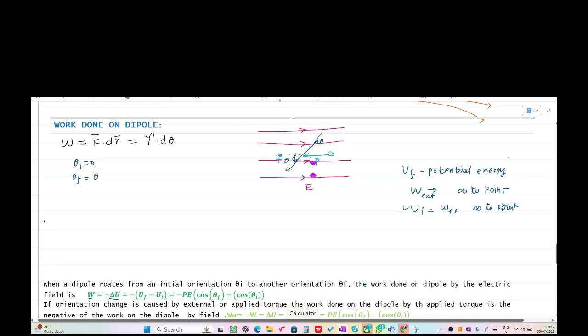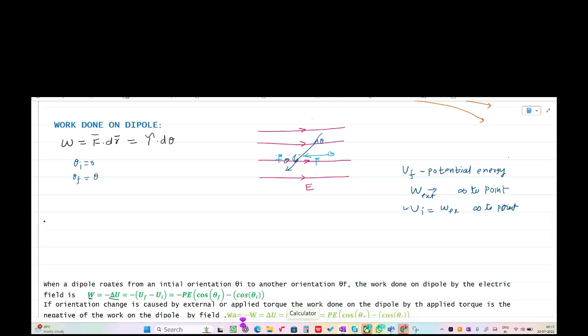So now if you see, here the work done means tau into d theta, that is equal to dW.